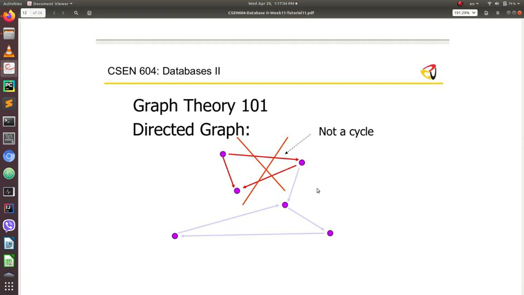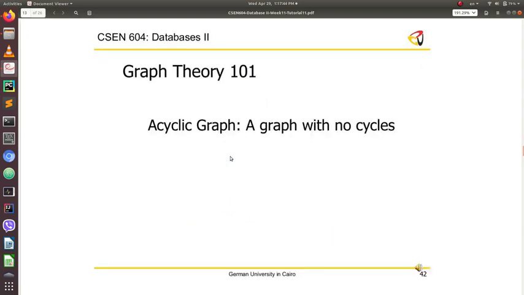This one contains no cycles. Don't be deceived easily by the edges. Okay, look carefully at the directions. This is not a cycle. And an acyclic graph is a graph which contains no cycles. The acyclic graph represents a good group of transactions that will preserve the state of our database, and executing them will cause no problem at all.